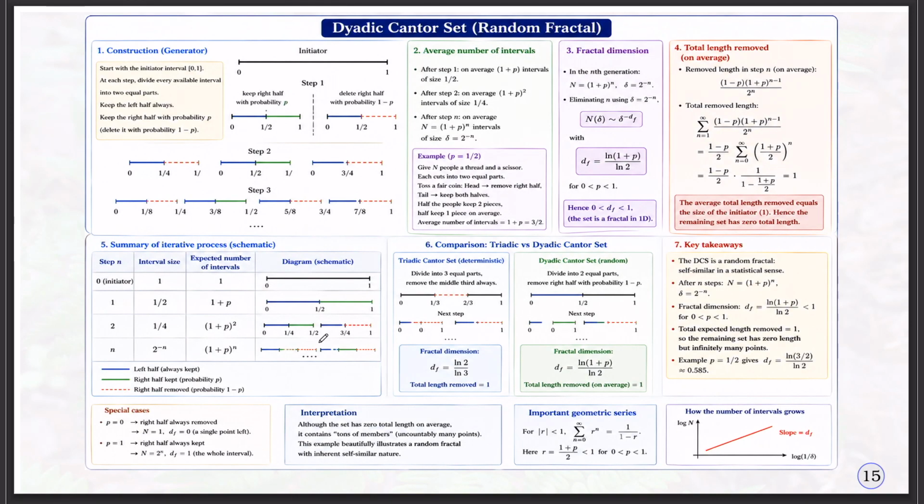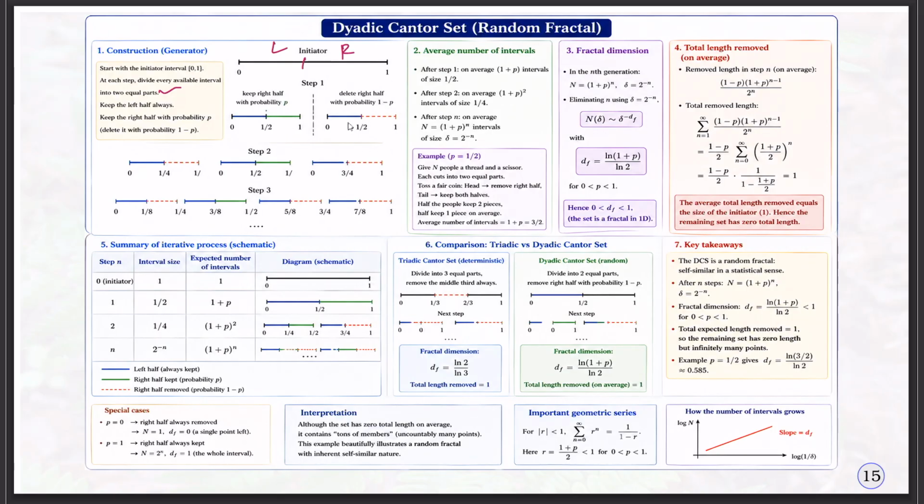Fine. Now, what is the comparison between the Dyadic Cantor set and the random Dyadic Cantor set? Here, we construct the set with the initiator 0, 1. At each step, divide every available interval into 2 equal parts. Keep the left half always. Previously, I explained this as R, but the left half we keep, and the right half we keep with probability p, and delete it with probability 1 minus p.